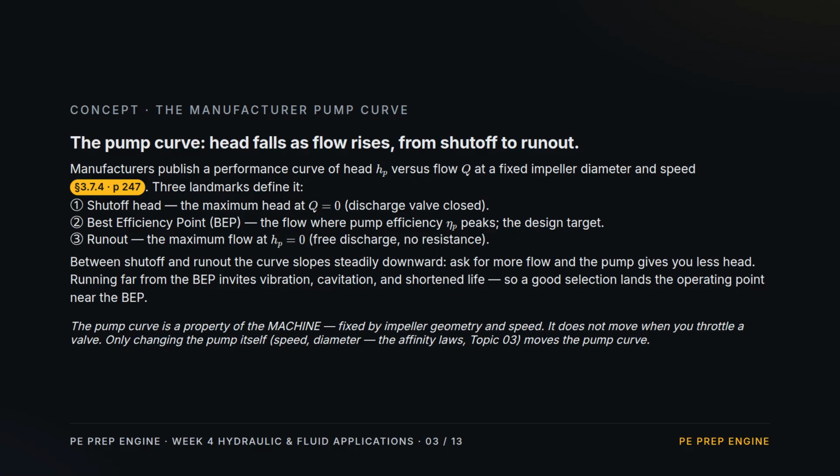Lock this in. The pump curve belongs to the machine. Throttling a valve doesn't move it. Only changing the pump itself does.